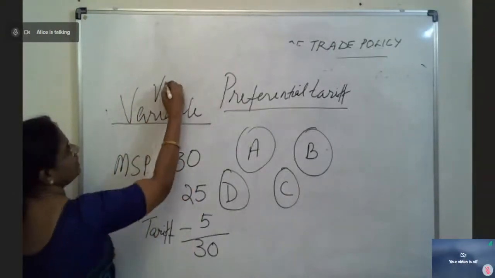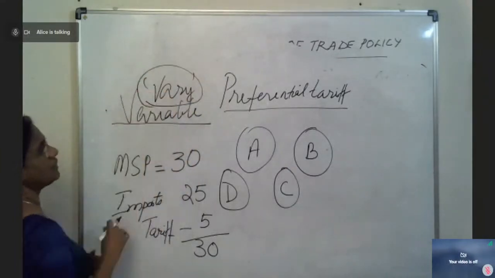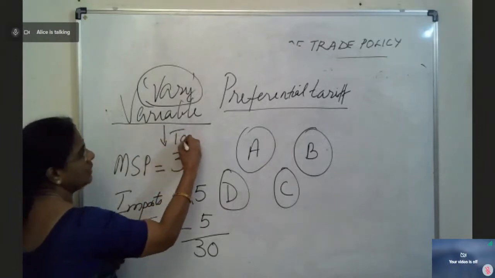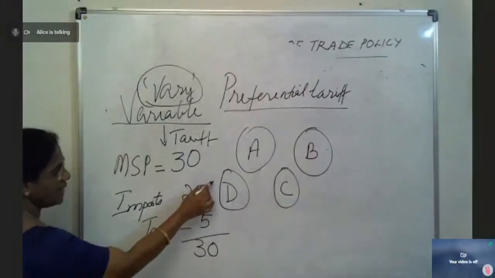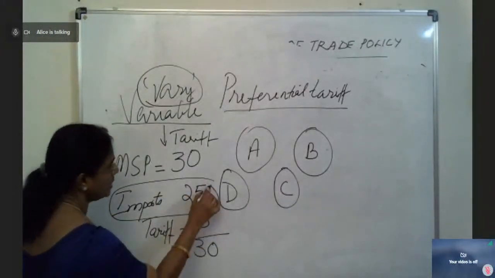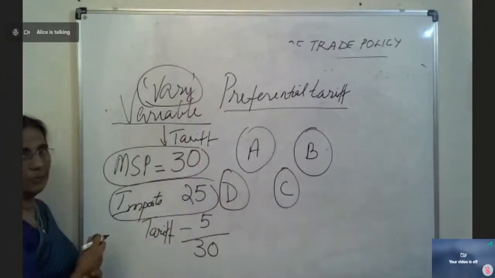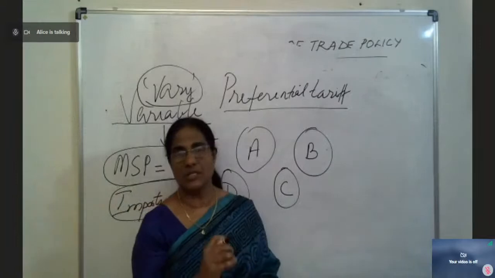Variable means that which can change for some reason, vary for some reason or the other. That is, you take the tariff or decide the tariff in such a way that the price of imports is equal to the minimum support price. Price of import is equal to the minimum support price.